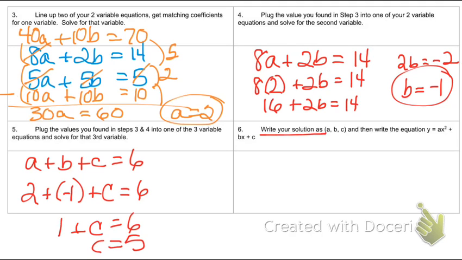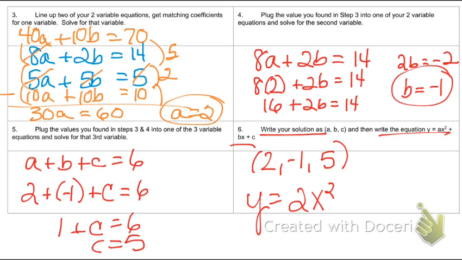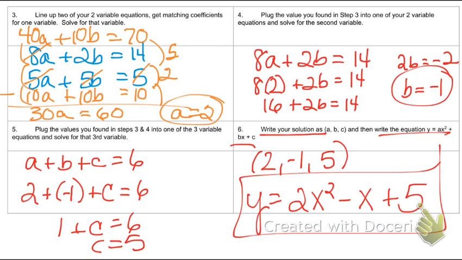But the actual question was to write the equation, so we just found our a, b, and c. So our a is 2, our b is negative 1, our c is 5. So we're going to rewrite this equation as y equals 2x squared minus x plus 5. So that's our equation. Okay.